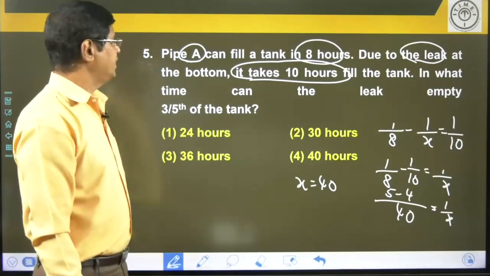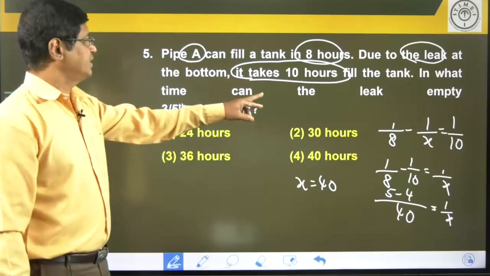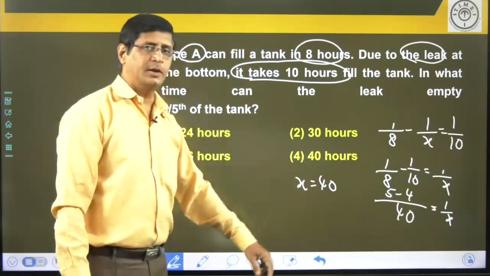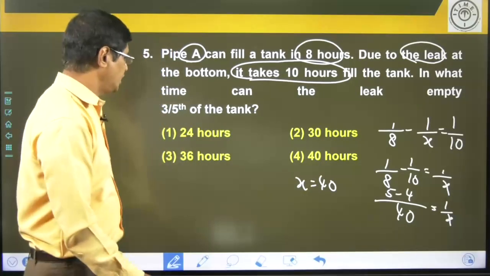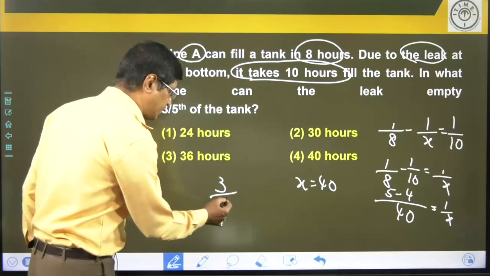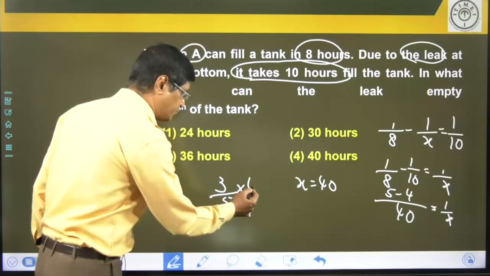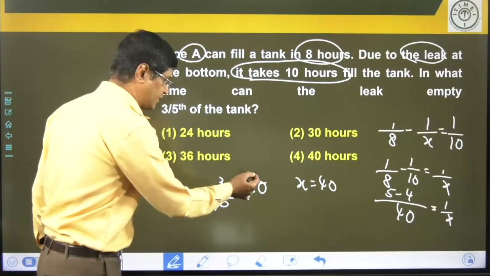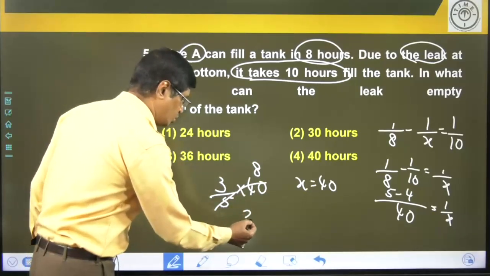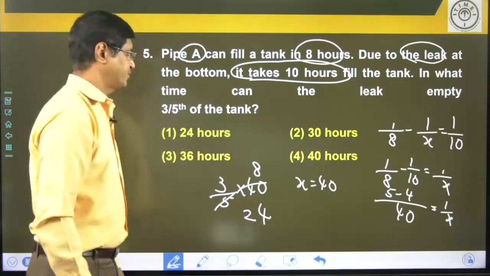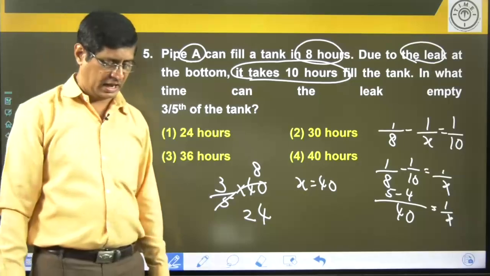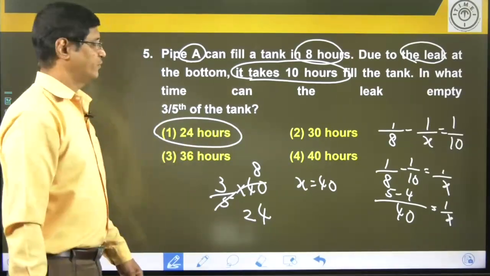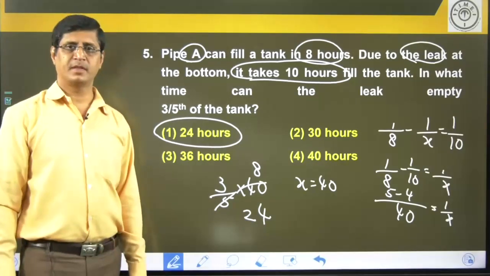Now, what to find here? In what time can the leak empty the 3/5 of the tank? Full tank it can empty in 40 hours. 3/5 of the tank means 3/5 of 40. 5 goes exactly 8 times. The product of these two numbers is the answer. How much is it? 24 hours. So, right choice, option number 1. First choice is the right answer.